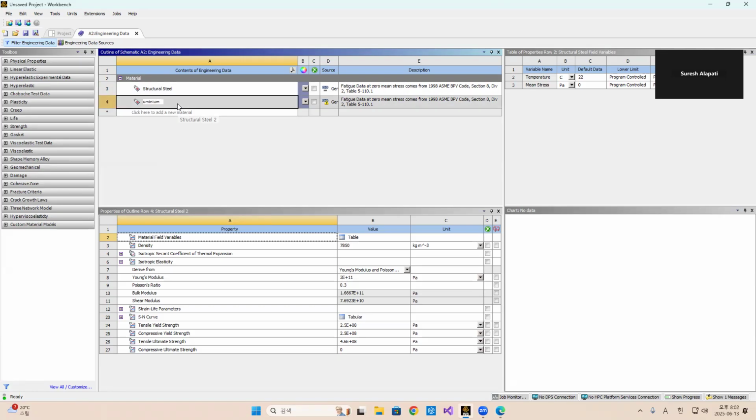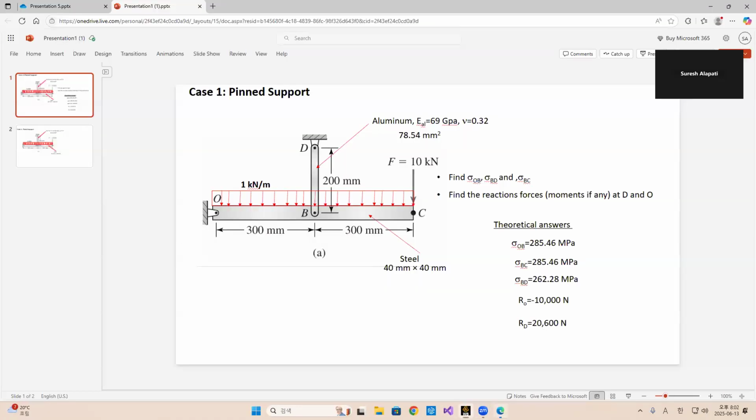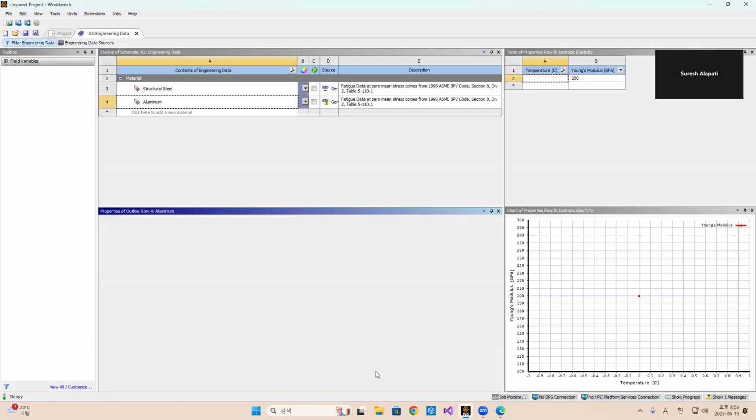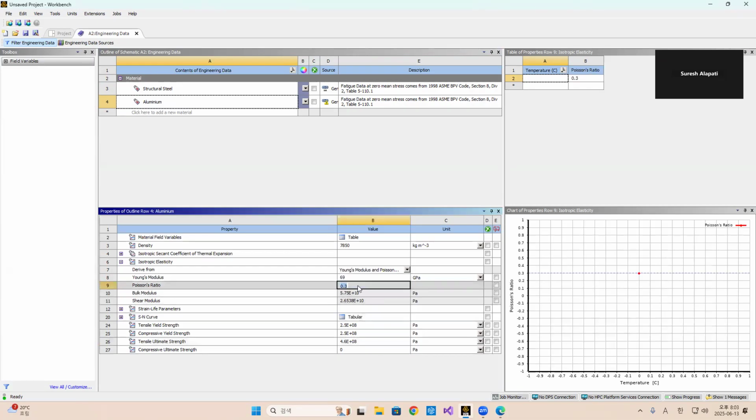Because we are conducting static structural analysis. Aluminum, you can give any name. Aluminum Young's modulus is given in the problem: 69 gigapascals, GPa, and Poisson's ratio is 0.32. Actually we don't need Poisson's ratio. We change that to gigapascal or megapascals, 69.